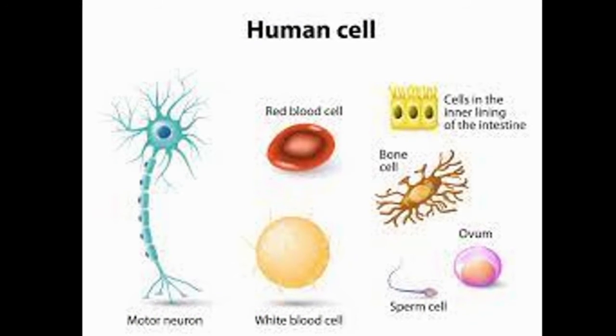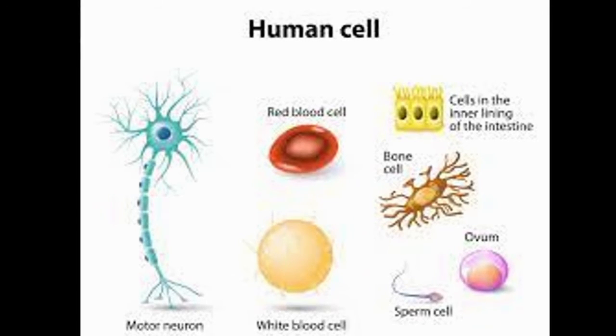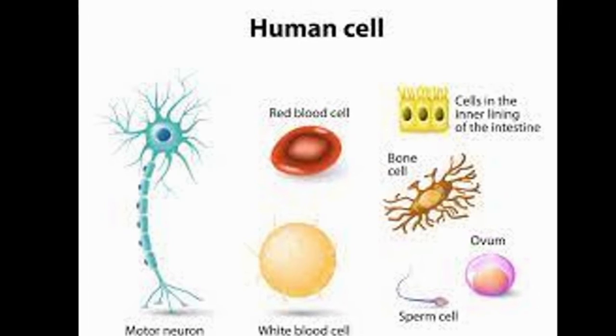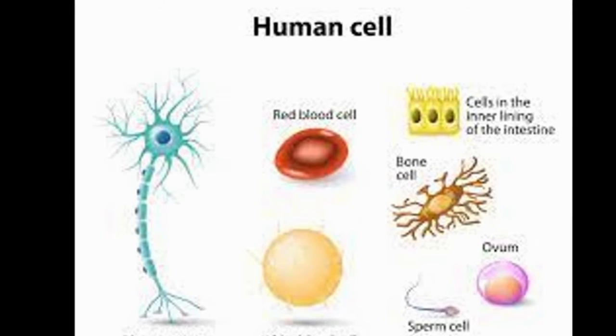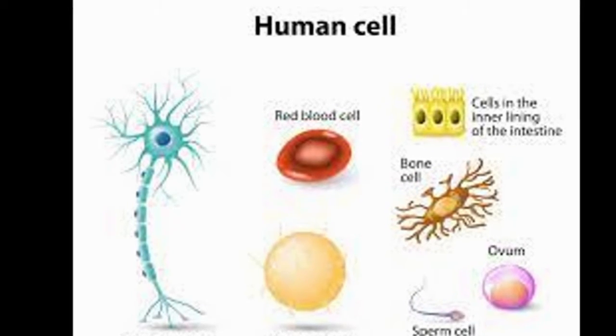Human cell. Different types of cells in humans. Motor neuron, red blood cells, white blood cells, sperm cell, ovum, bone cell, and cells in the inner lining of the intestine are some of these.